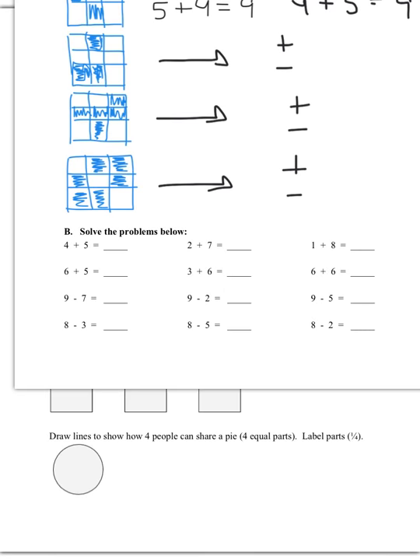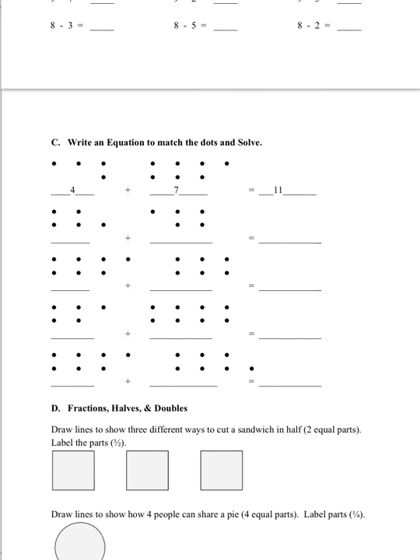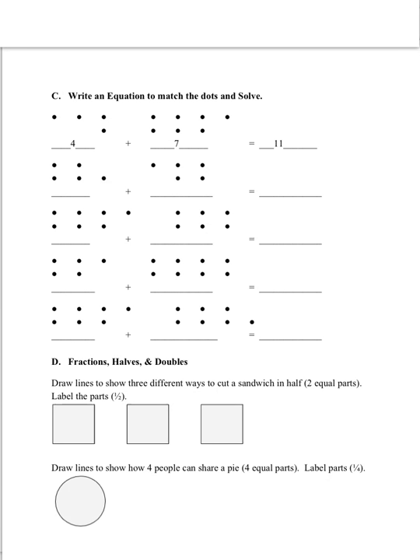When we go to the second page, it has us focusing on a situation where we have dots. So in our first example, we're being told that there's 4 dots here. There's 7 dots here, so that means we have a total of 11 dots. So you're going to be saying, okay, how many total dots are here? Write that there. How many total dots are here? Write that there. And then how many total dots do you have? Write it there. And you'll do that for each one of those problems.